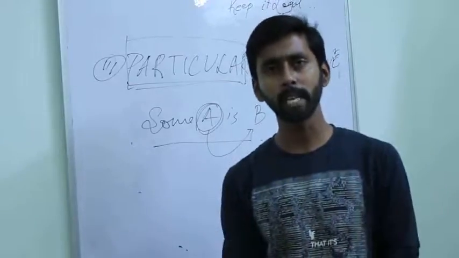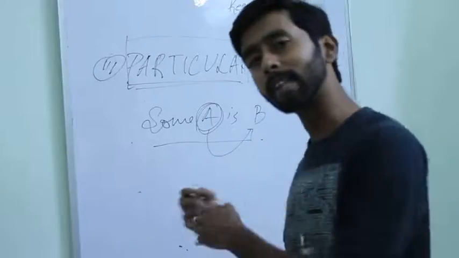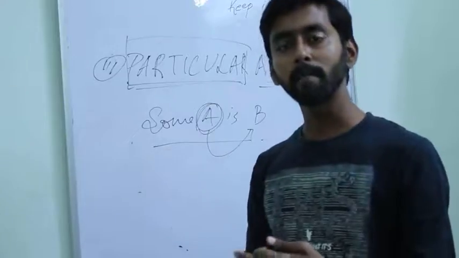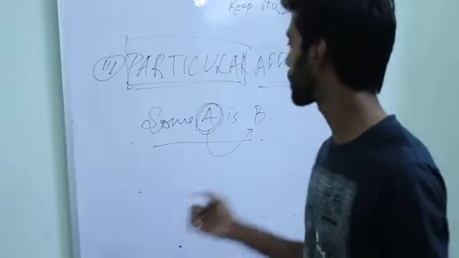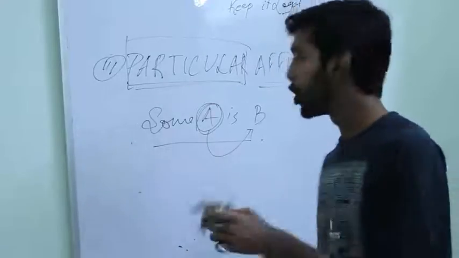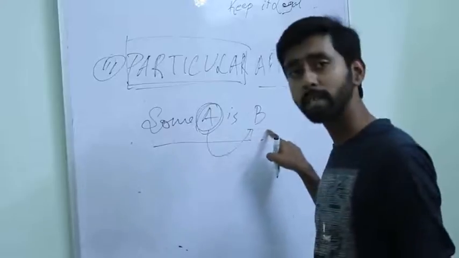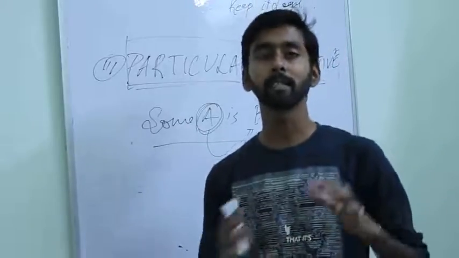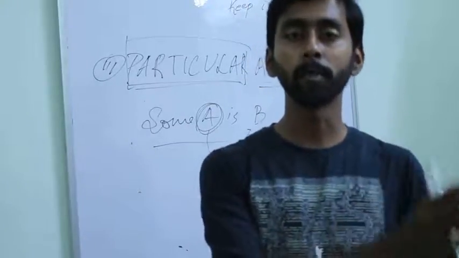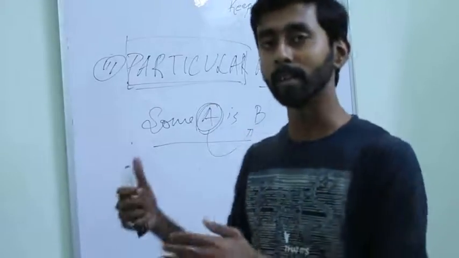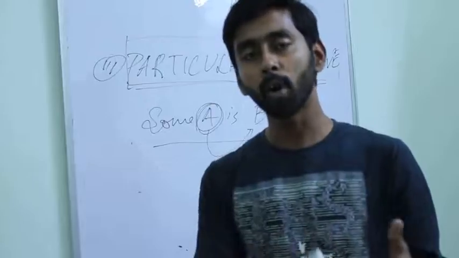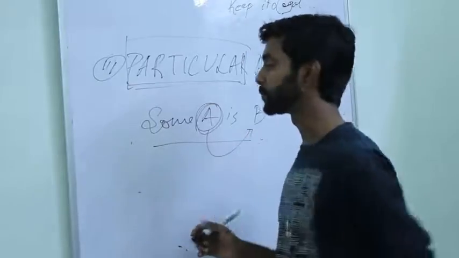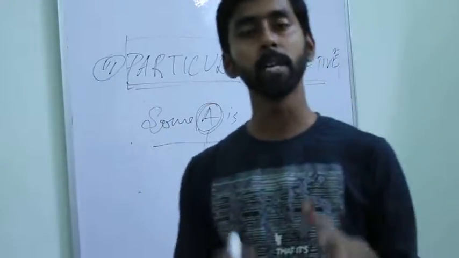Since we are not talking about all the elements, it can easily be said that such a statement would be a particular affirmative. At the same time, as far as the concept of distribution is concerned, not even term A, not even term B, none of the terms are distributed, because as we have already learned, whenever a term is distributed, it talks about all the elements. In this case, it does not talk about all the elements, therefore neither A is distributed nor B is distributed. Therefore, this is a particular affirmative proposition.